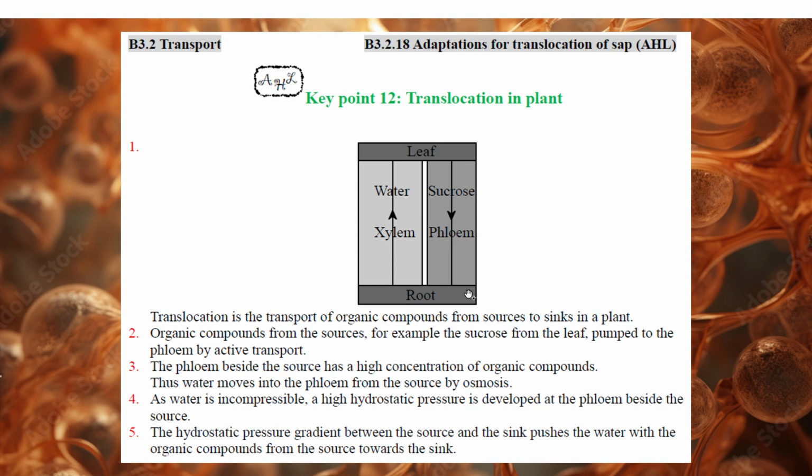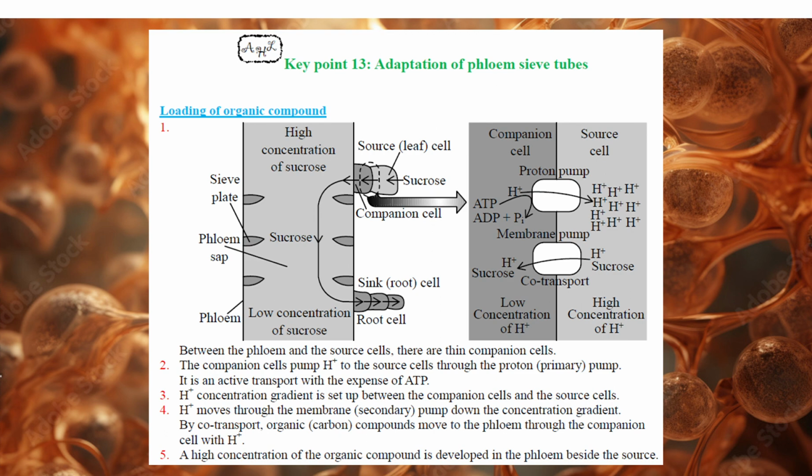Okay. So the hydrostatic pressure gradient between the source and the sink pushes the water with the organic compound from the source towards the sink. Very smart design. Okay. So how does it happen? How are the sugars actively transported from the source to the phloem?